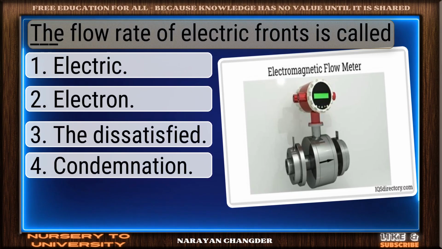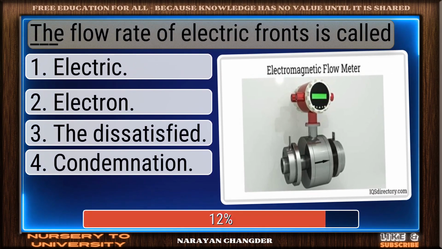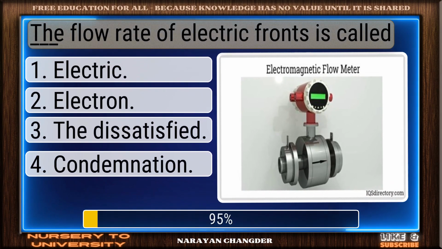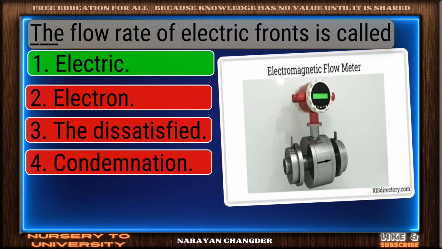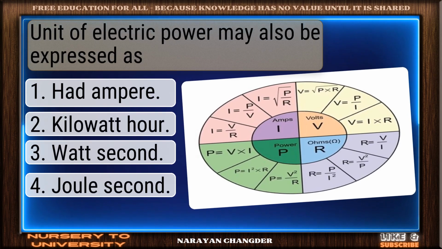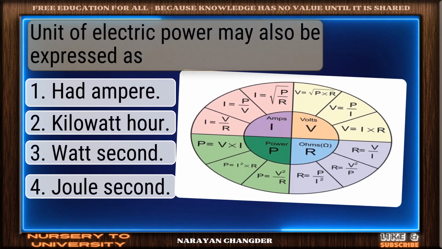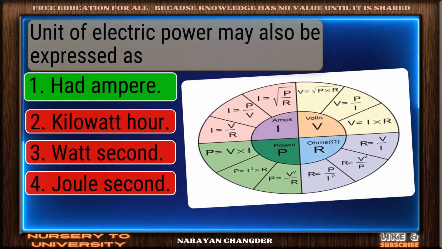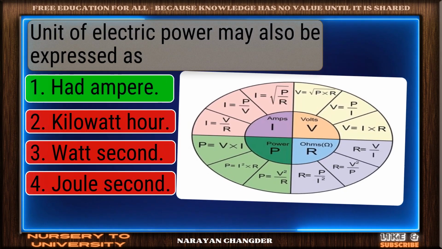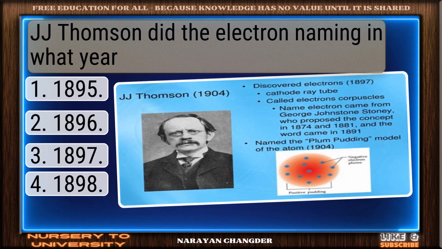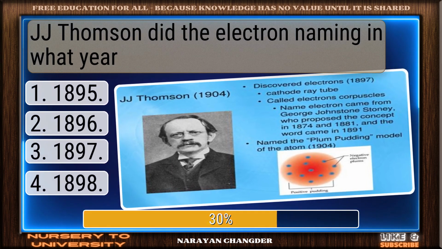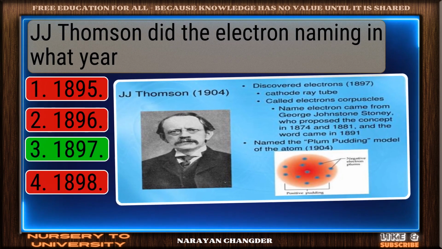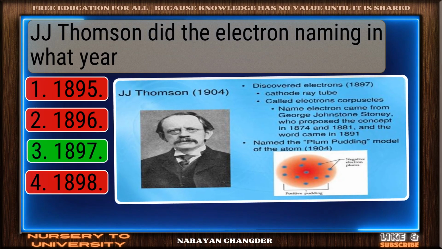The flow rate of electric charges is called dash. Nice selection. Electric current is correct. Unit of electric power may also be expressed as. Clear logic. Volt ampere is sound. J.J. Thomson did the electron naming in what year? Good thinking. 1897 is right.